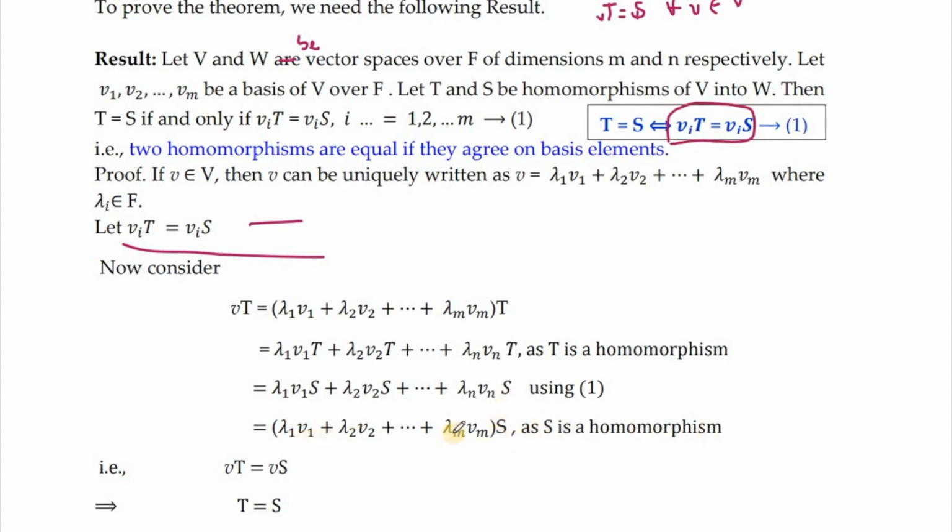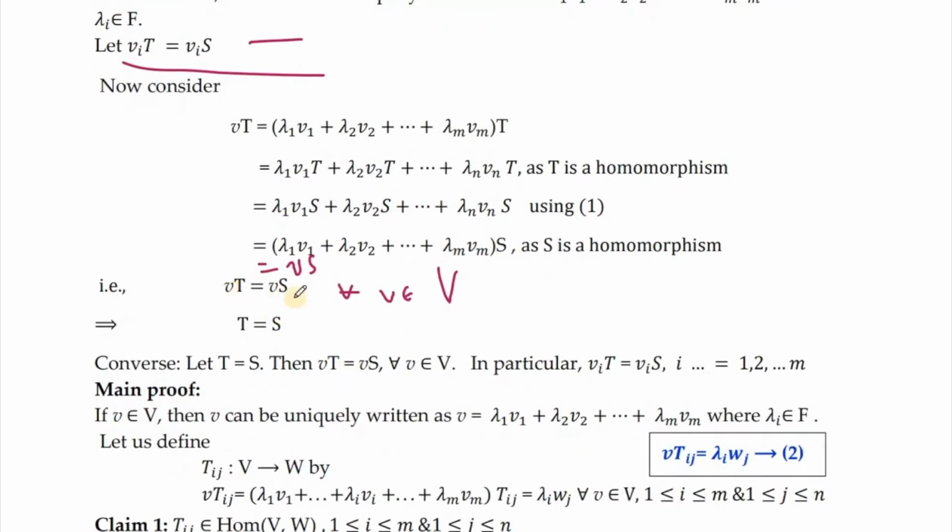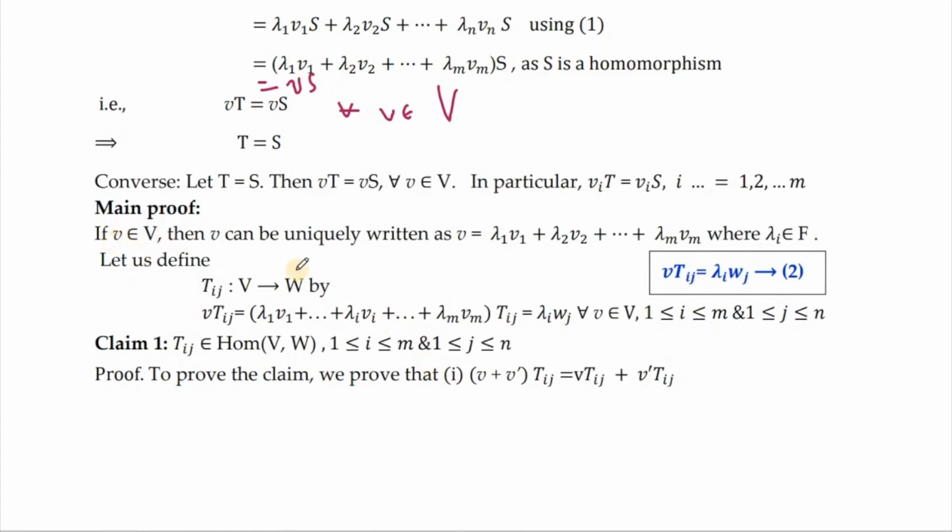Now again, as S is a homomorphism, we can take that S out. So we have this is nothing but v, and so vT is equal to vS. So this is true for every v in capital V, and therefore the images are equal, so the mappings must be equal. The converse part is very obvious: for every v, in particular we have this. Now we'll go to the main proof.